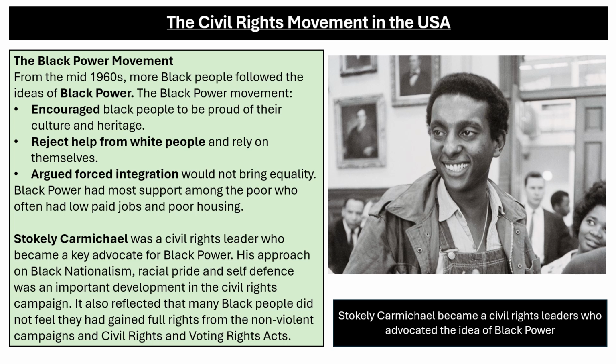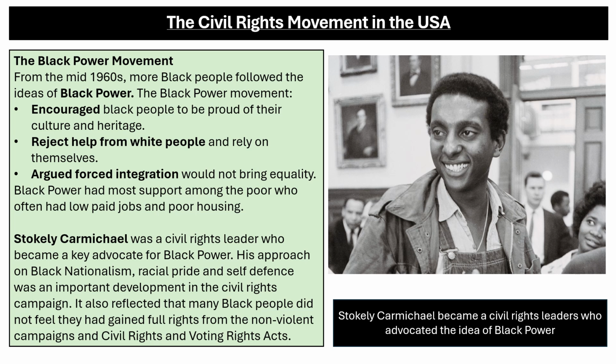Now, the Black Power movement became quite popular from the mid-1960s. The Black Power movement encouraged black people to be proud of their culture and heritage, reject help from white people and rely on themselves, and argued that forced integration would not bring equality. Black Power had most support among the poor, especially in the north of America as well, who often had low-paid jobs and poor housing.